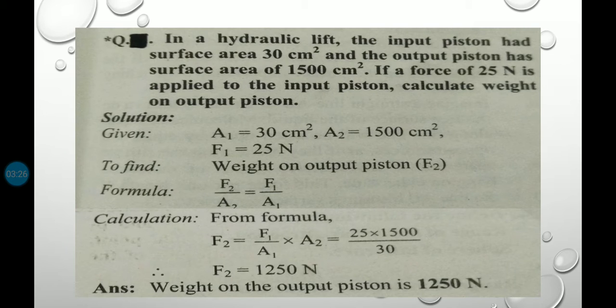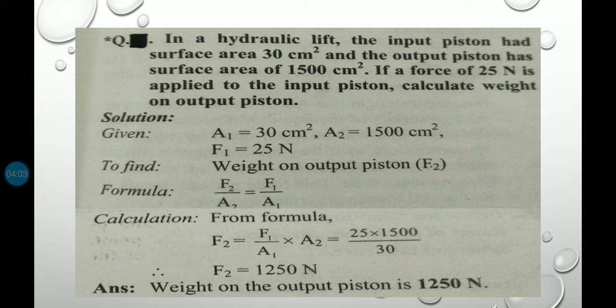Then the next problem is: in a hydraulic lift, the input piston has a surface area of 30 centimeter square and the output piston has a surface area of 1500 centimeter square. If a force of 25 Newton is applied to the input piston, calculate the weight on the output piston. Here A1 and A2 are given, that is 30 centimeter square and 1500 centimeter square, and F1 is also given, that is 25 Newton.